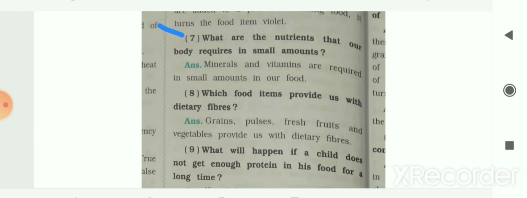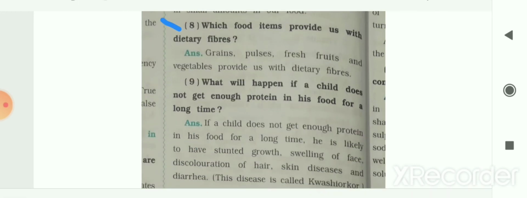So minerals and vitamins are required in small amounts in our body or in our food. The next question is, which food items provide us with dietary fibers? So grains, pulses, fresh fruits and vegetables provide us with dietary fibers.